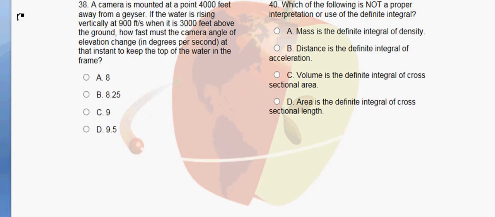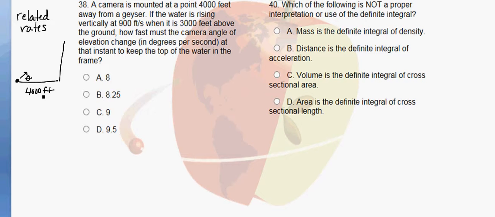So this is a classic related rates problem involving trigonometry because we're talking about angle. I'm picturing this: we've got this angle here, this camera here, and it's pointed towards this geyser, right? The geyser is gushing water out here, and the water's rising, so this value is going up and up, and hence the angle is going up and up. So this angle is changing at a certain rate, and we're trying to find how fast it's changing in degrees per second. The camera is 4,000 feet away from the base of the geyser.